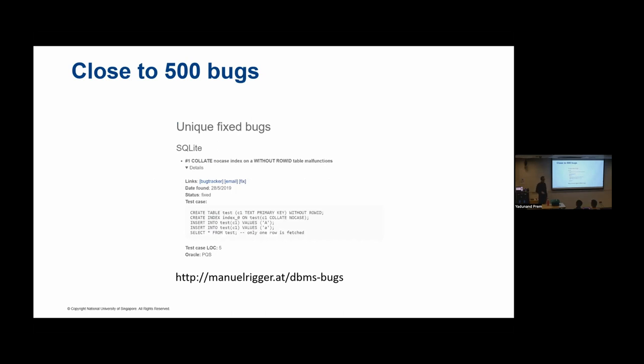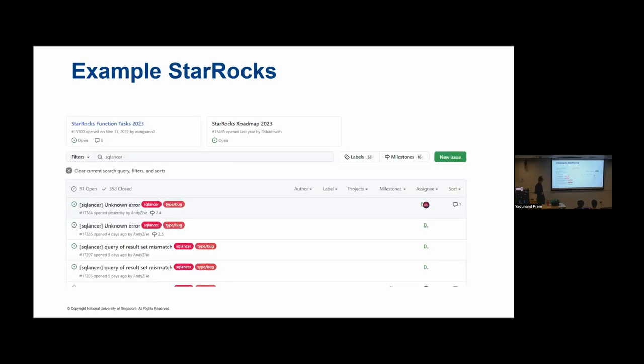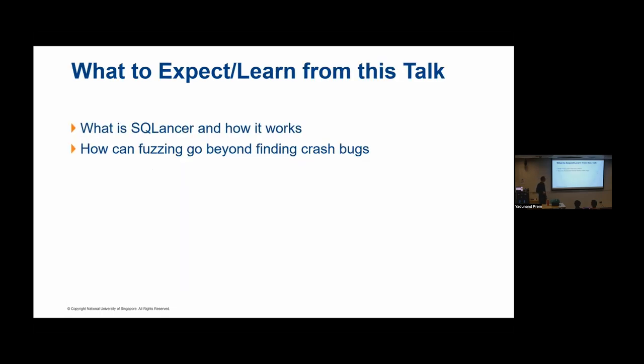Also, if you want to have a quick look, we have websites with an overview of these bugs, for example, here on my own website, or also here on Xinsheng Ba's website. He has found a lot of additional bugs that were overlooked by early versions of SQLancer. And if you search on GitHub, you can also see that some companies have successfully used it. Here, StarRocks, a popular database system company, actually used it to find more than 300 bugs in the system. So I think I've motivated SQLancer enough.